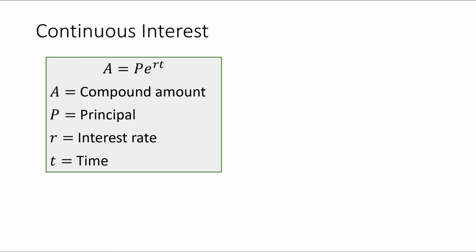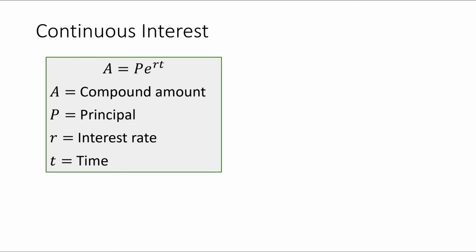So let's say we took our investment of $100. Actually, let's go through the different parts of the continuous interest formula first. So A is the compound amount. So this formula does solve for the final amount. So the compound amount is the amount that has been compounded.